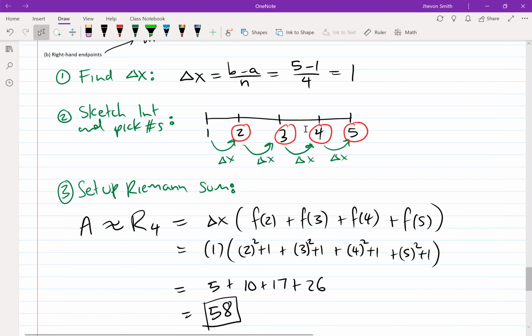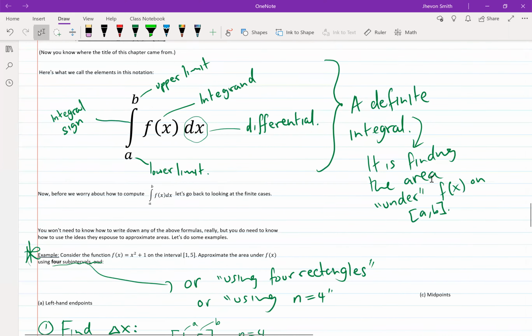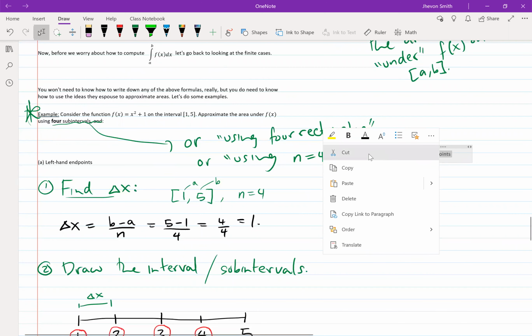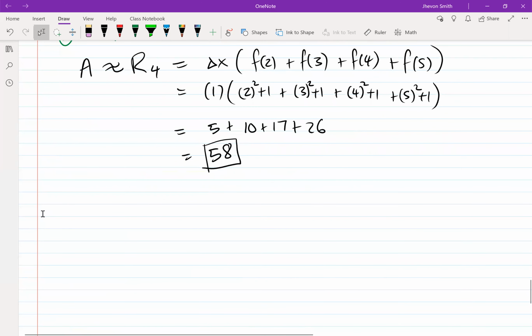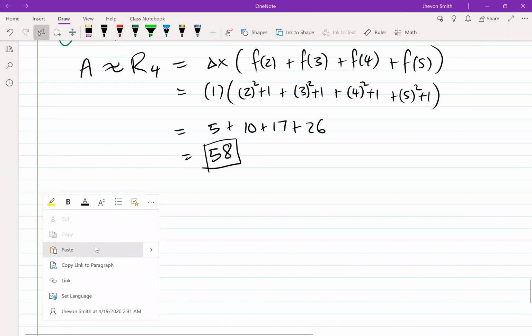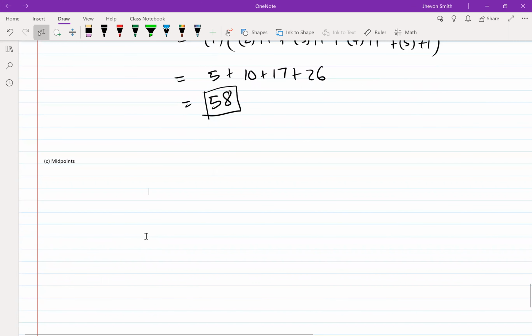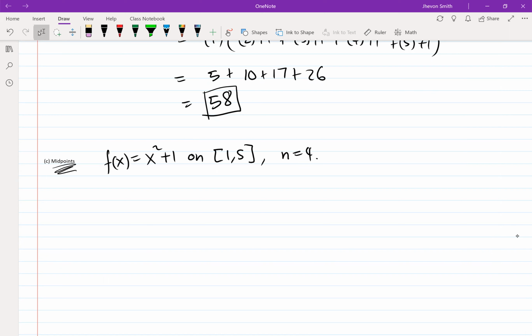So the problem is not that long, but knowing what these pieces are, that's what took a long time to explain. So let's actually look at midpoints. How would this work? Well, we'll go through the same idea. Now, hopefully you do remember the function. Okay, so we know our f of x equals x squared plus 1. We are on the interval 1 to 5, and we're using n equals 4. We want to use midpoints now.